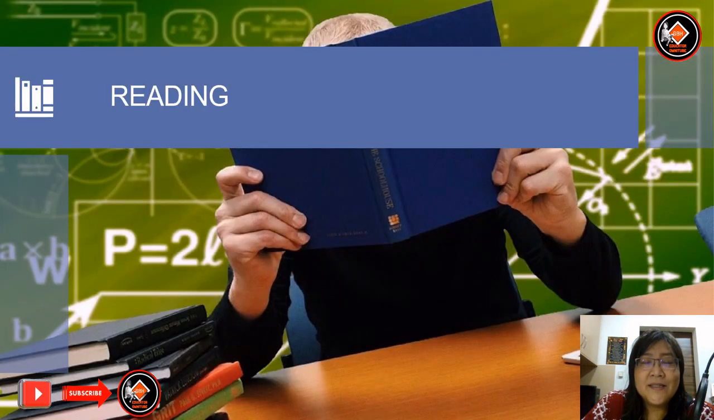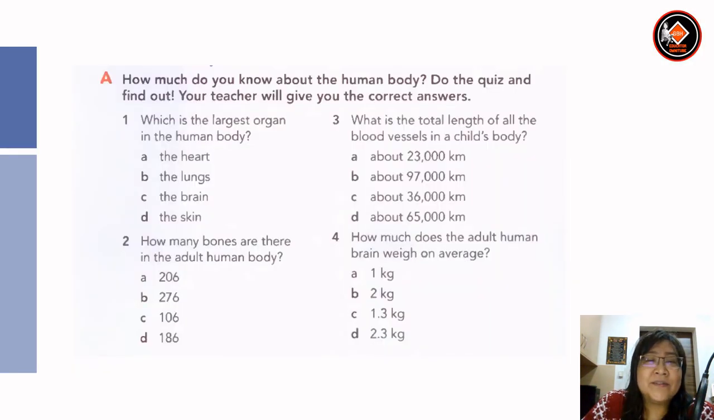Now, students, we'll continue with reading. So reading, first of all, let's look at the question. How much do you know about the human body? Do the quiz and find out. Your teacher will give you the correct answers. So question number 1. Which is the largest organ in the human body? You have the heart, the lungs, the brain, and the skin. So answer is the skin.